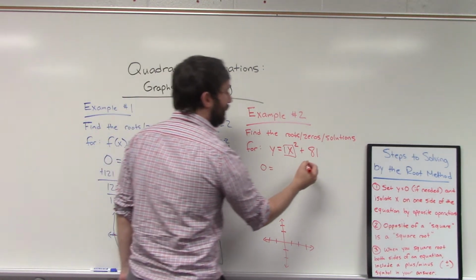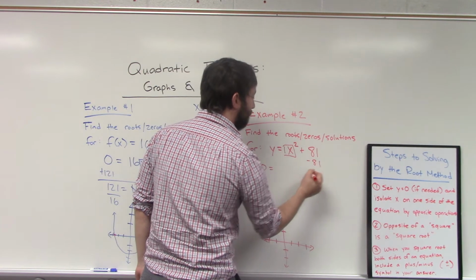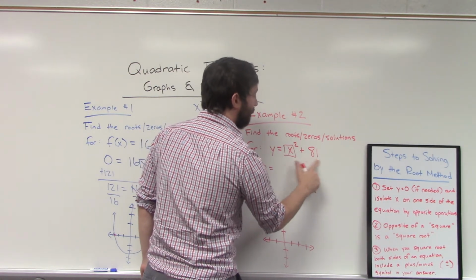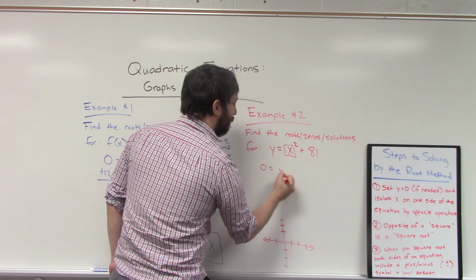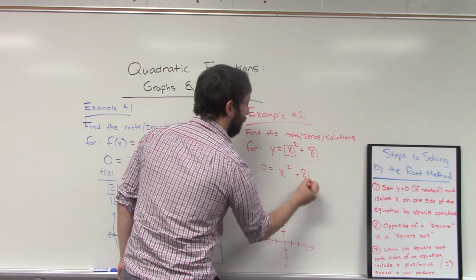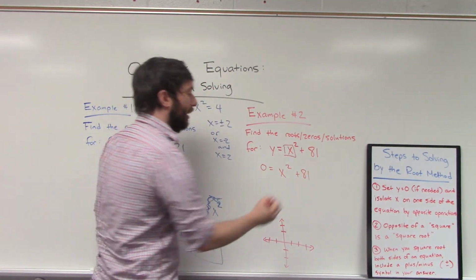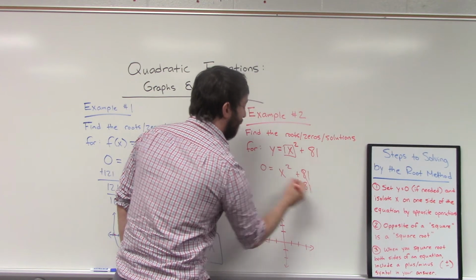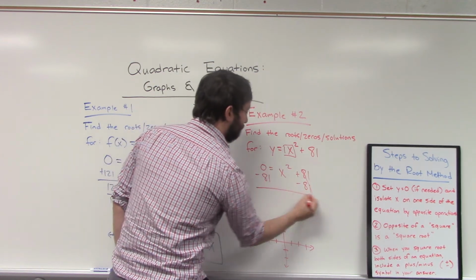The way that we do that, subtract 81 to both sides. I guess I'll rewrite the problem first. So x squared plus 81, we've changed that y to 0. Subtract 81 to both sides, opposite operations.